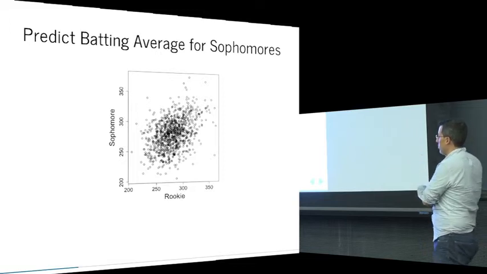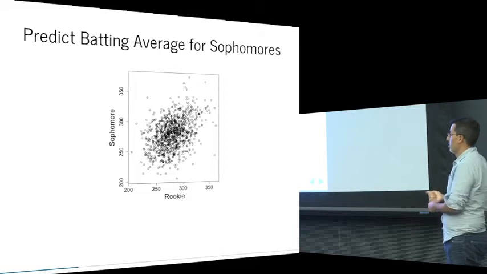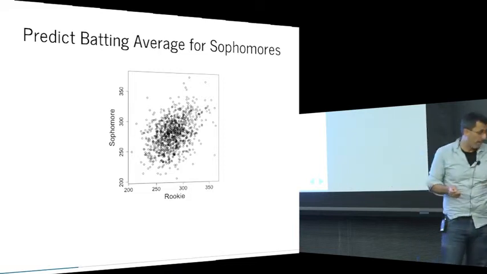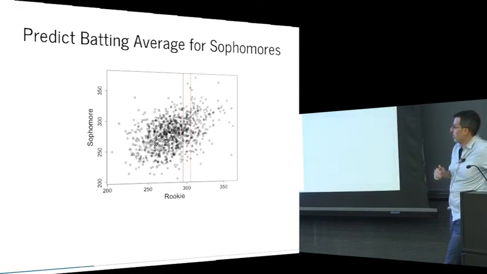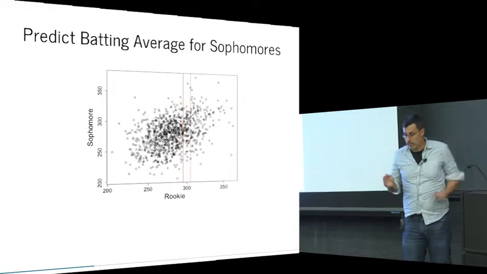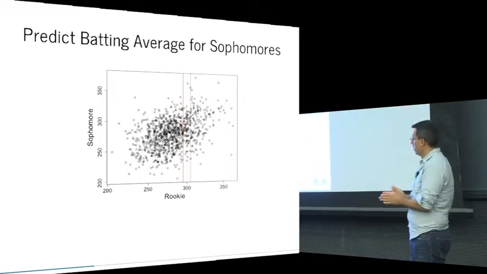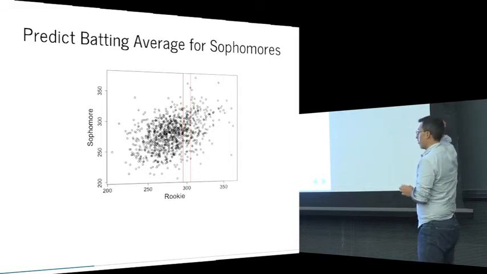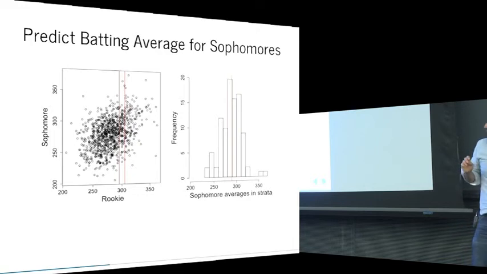And what I'm asking you to do is predict, for somebody who batted 300 their rookie season, what they're going to bat their sophomore season. And what we do, and we did this already before, is we take all the players that hit 300, and we look at that strip to create our prediction. And if we do that, we have a slightly different histogram.